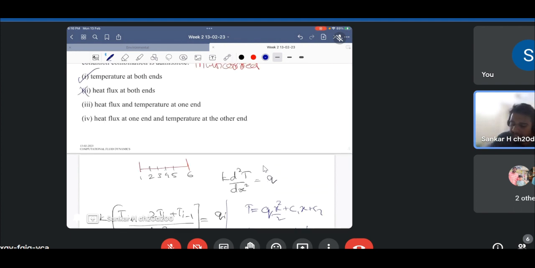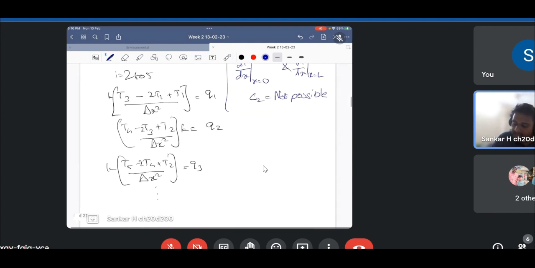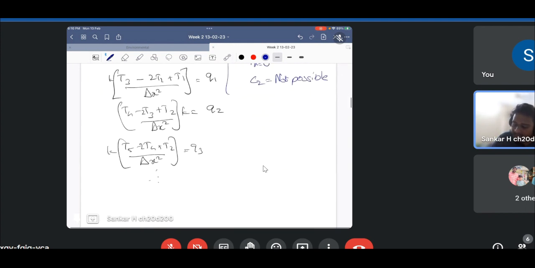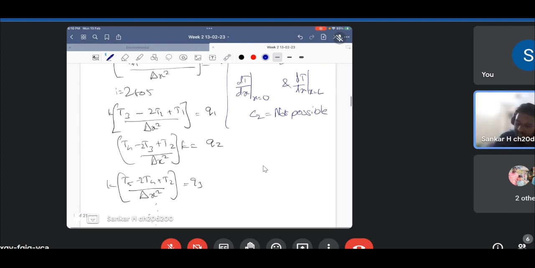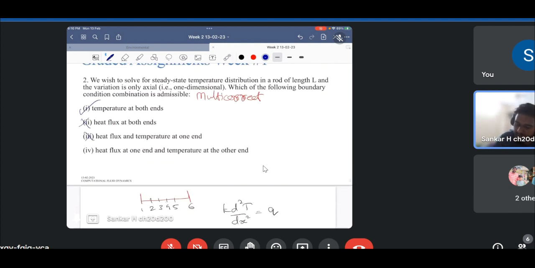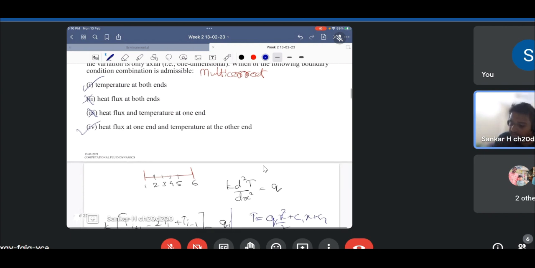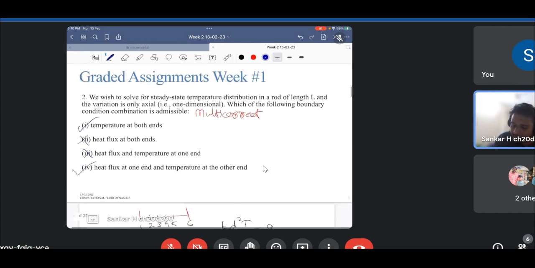So therefore, we cannot use heat flux at both the ends. And if temperature and heat flux at one end is given, then again, if we do it this way, discretizing this domain, we'll get a similar response where we will not be able to evaluate the second. But if the heat flux at one end and temperature at the other end is given, we will be able to work out an answer for this. So the answer is only A and D.